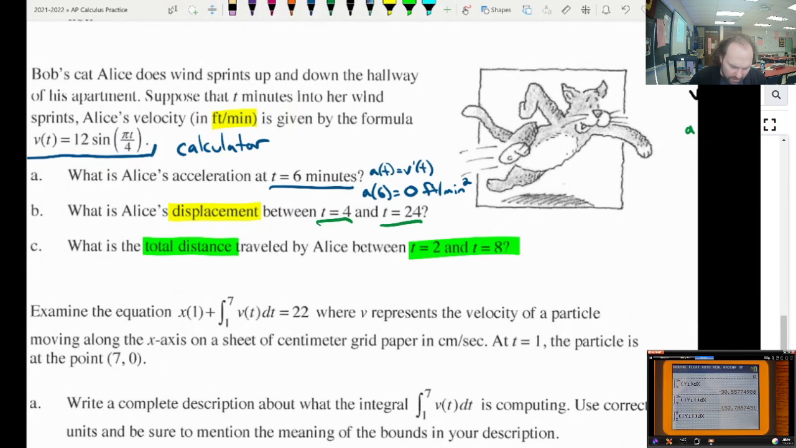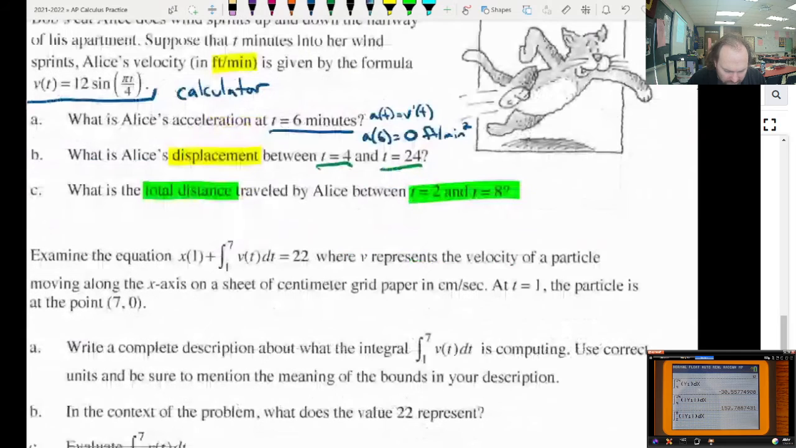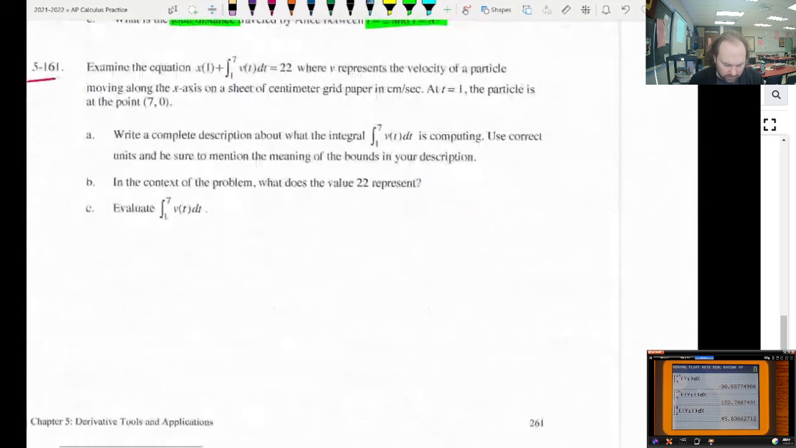So the next question is also going to require a calculator, I think, but I haven't looked at it too closely here. Examine the equation x of 1 plus the integral from 1 to 7 of v of t dt equals 22. Oh, look, the answer popped up.